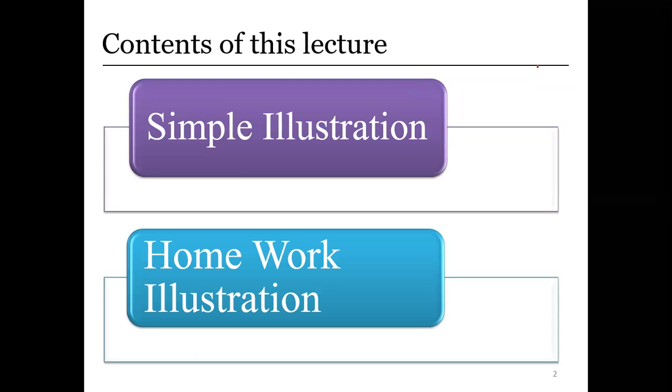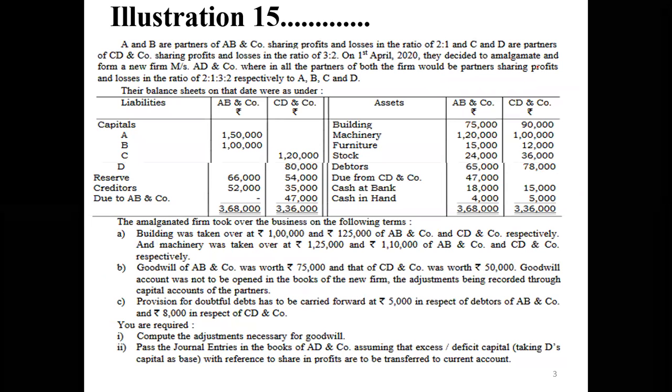Today we are going to solve two problems. The first problem is in the classroom and the second one is a homework problem. So let's see. Problem number 15 goes like this. A and B are partners of AB and Company, sharing profit and loss in the ratio of 2:1.